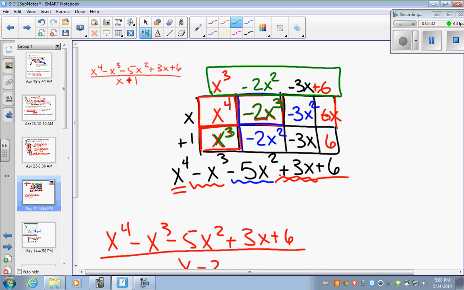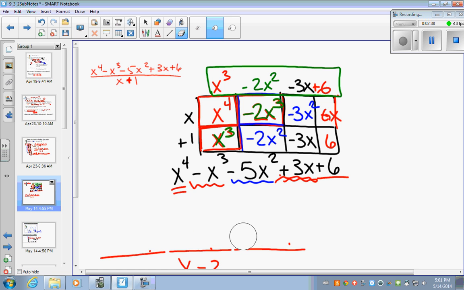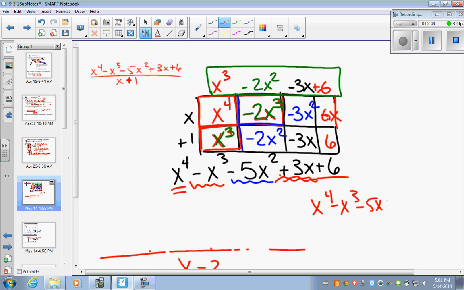Now, we also noticed that x minus 2 was a factor. Well, I don't want to do all that work. That was an awful lot of work. So instead, so far what I know is x to the fourth minus x cubed minus 5x squared plus 3x plus 6 is equal to x plus 1 times x cubed minus 2x squared minus 3x plus 6.